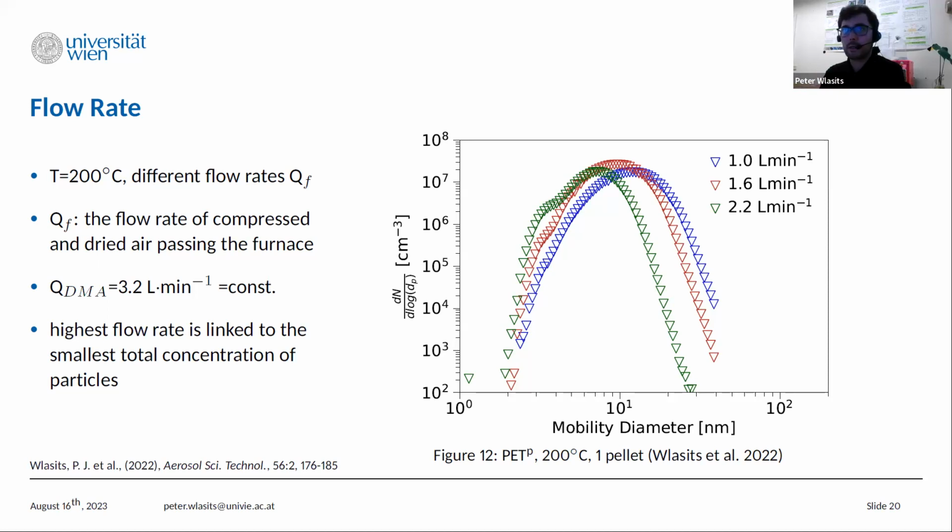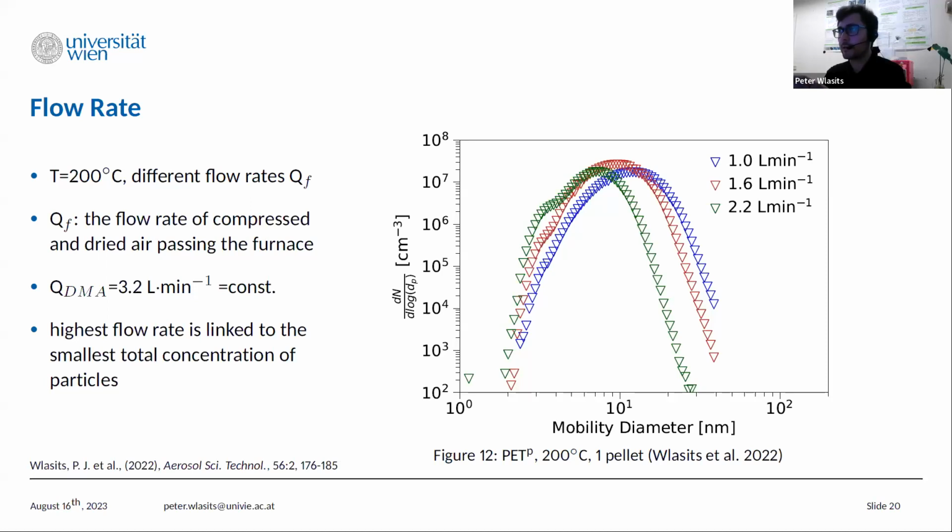As a short reminder, that QF depicted here in the figure is the flow rate of compressed and dried air that passes the tube furnace, not the dilution and not the flow rate through the DMA. If I tell you that the flow rate through the DMA was constantly kept at 3.2 liters, and you subtract the furnace flow rate, you basically get the dilution flow rate that we used.